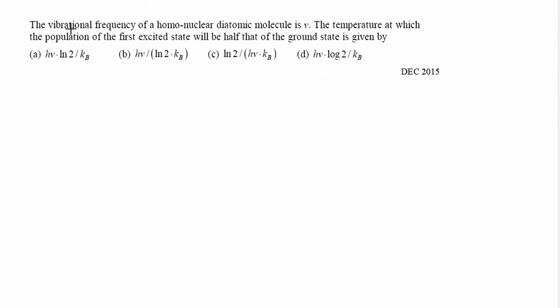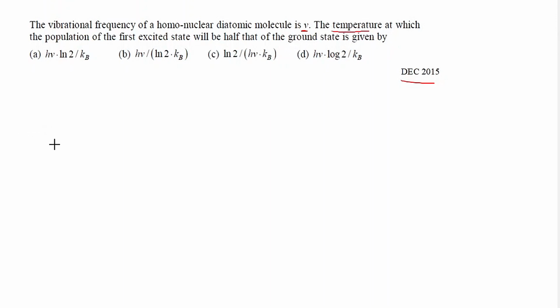This question was asked in December 2015, and it says that the vibrational frequency of a homonuclear diatomic molecule is mu. So mu is the frequency, and the temperature at which the population of the first excited state will be half of the ground state is given by. Okay, so we have to find out the temperature at which the population of the first excited state will be half of the ground state.